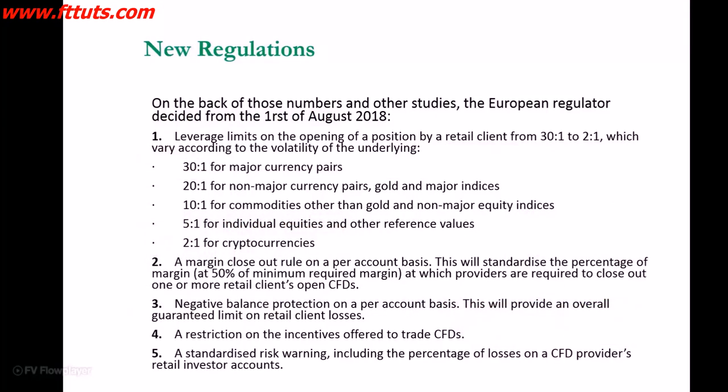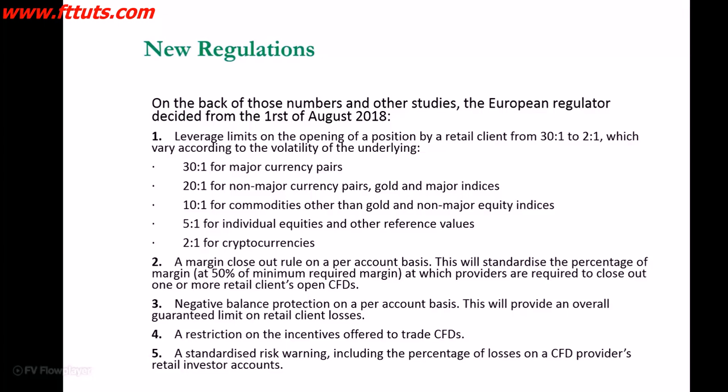So versus all those losses, the regulators worldwide had to do something. And one of the things they have applied is that they have massively reduced the leverage. In August 2018, the European regulator decided the following: leverage limits on the opening of positions by retail clients from 30 to 1 down to 2 to 1, which changes according to the volatility of the underlying. So 30 to 1 for major currency pairs, 20 to 1 for non-major currency pairs, 10 to 1 for commodities, 5 to 1 for individual equities, and 2 to 1 for cryptocurrencies.